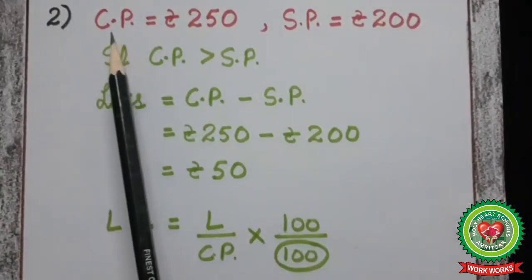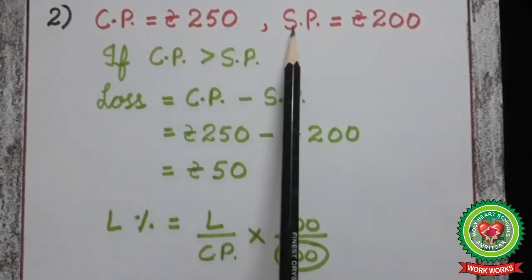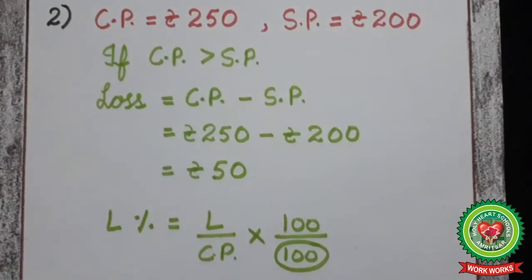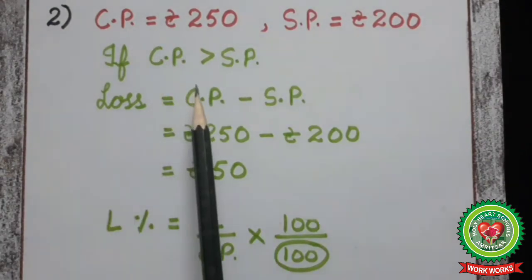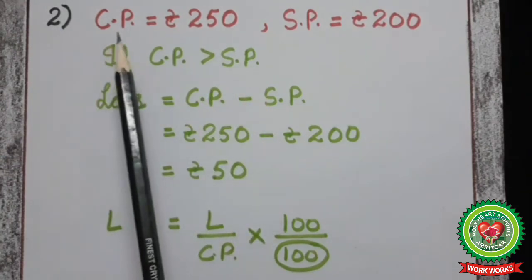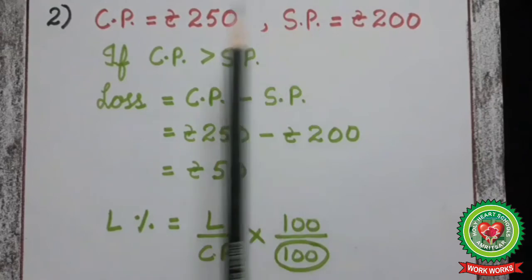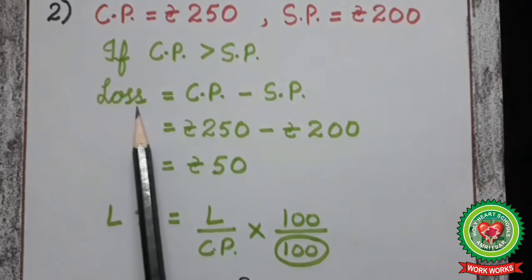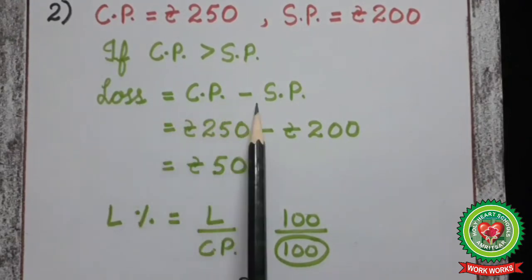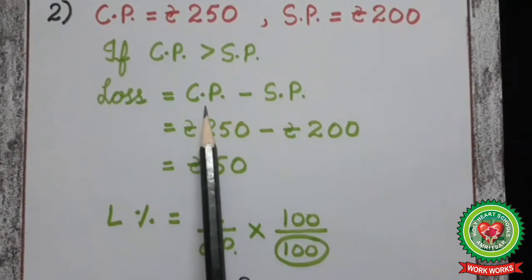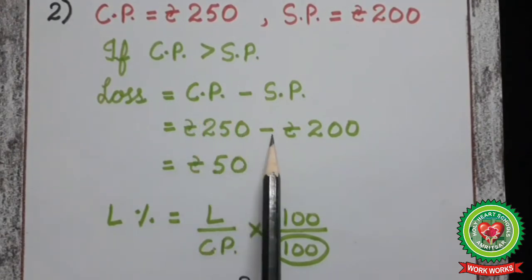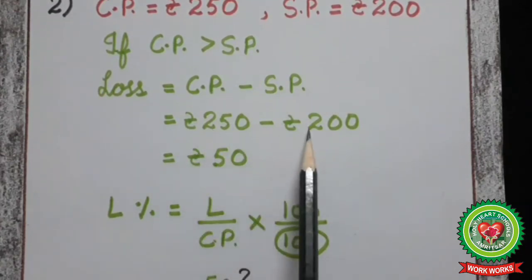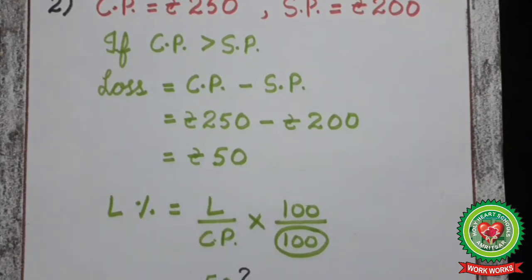Let's move towards the second example. Here CP is equal to rupees 250, SP is equal to rupees 200. We need to find profit percent or loss percent. Firstly, we will find profit or loss. So on comparing CP and SP, CP is greater than SP. So write down, if CP greater than SP, what will happen? Loss. Loss is equal to CP minus SP. On substituting the values, CP rupees 250 minus SP rupees 200. On subtracting 250 minus 200, rupees 50 is your loss.